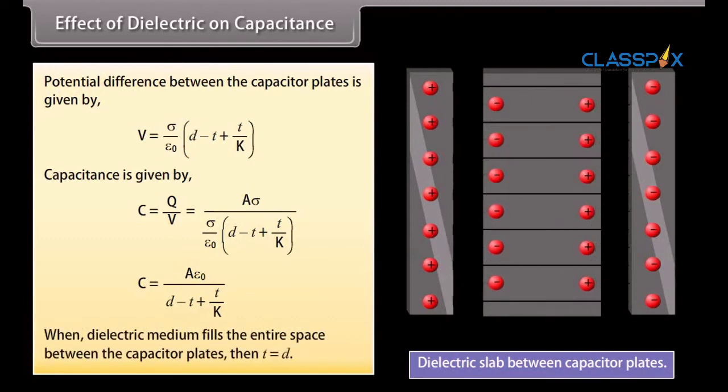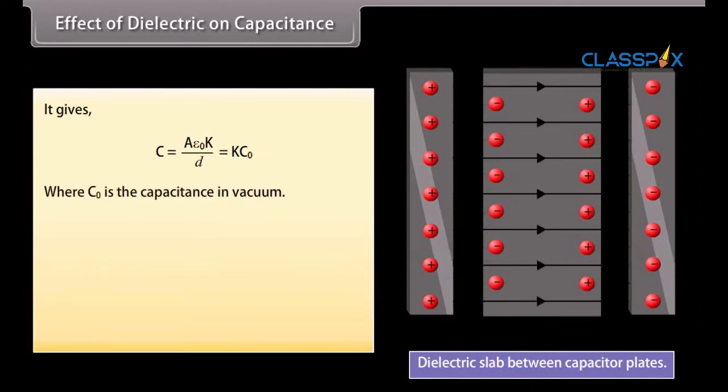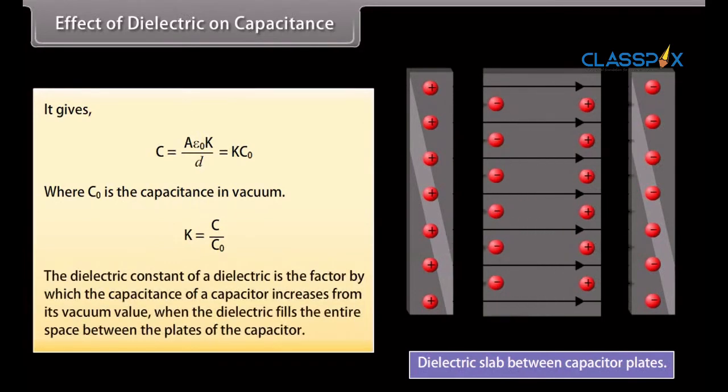When the dielectric medium fills the entire space between the capacitor plates, then t is equal to d. It gives C is equal to K C naught, where C naught is the capacitance in vacuum. K is equal to C upon C naught. The dielectric constant of a dielectric is the factor by which the capacitance of a capacitor increases from its vacuum value when the dielectric fills the entire space between the plates of the capacitor.